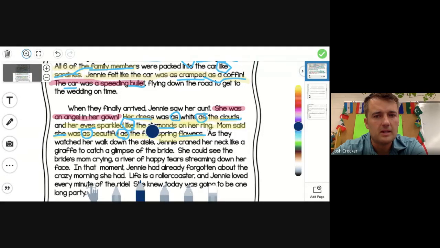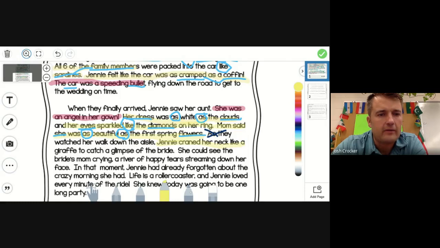Okay. As they watched her walk down the aisle, maybe we should stop here and just talk about the fact that just because they said as doesn't make it a simile. So as they watched her walk down the aisle, that's just literal language. That's not a comparison at all. Okay. Jenny craned her neck like a giraffe. Now we're comparing. I'm comparing the way that she is sort of holding her neck. So I'm comparing her neck to a giraffe's neck. She must have been stretching it out very long.